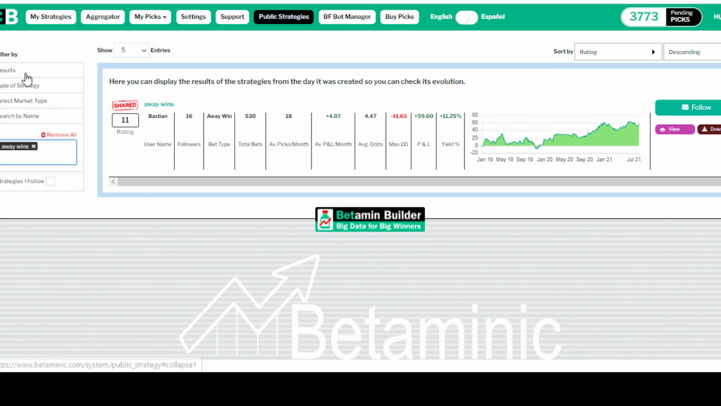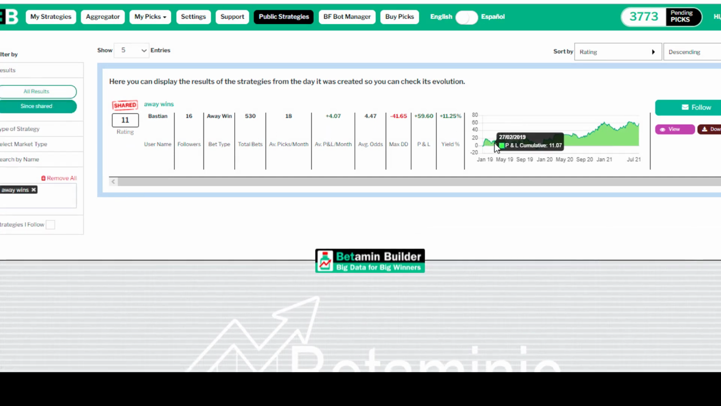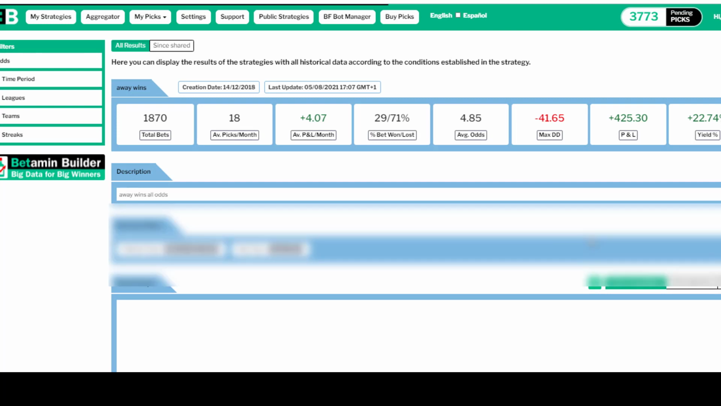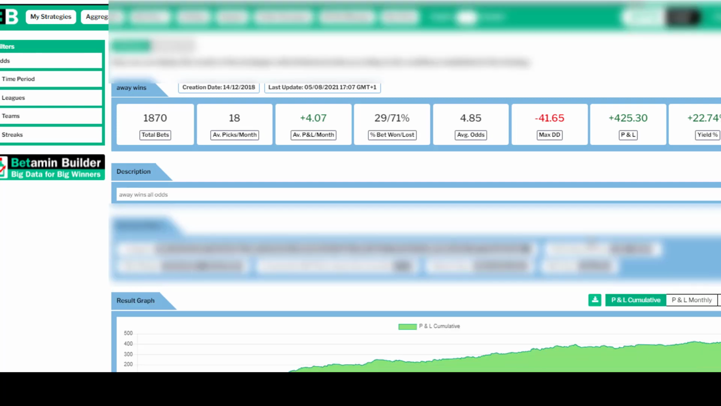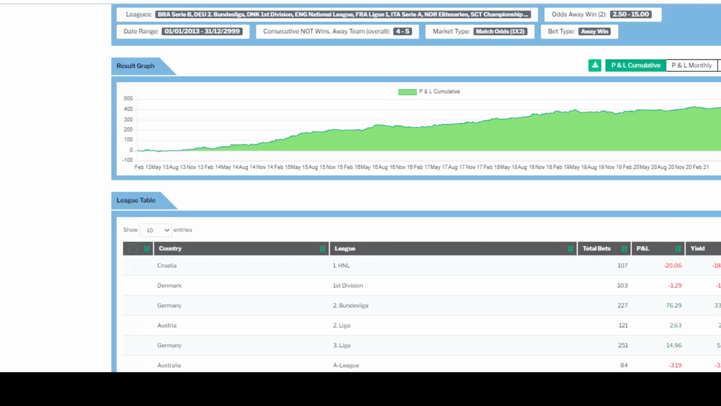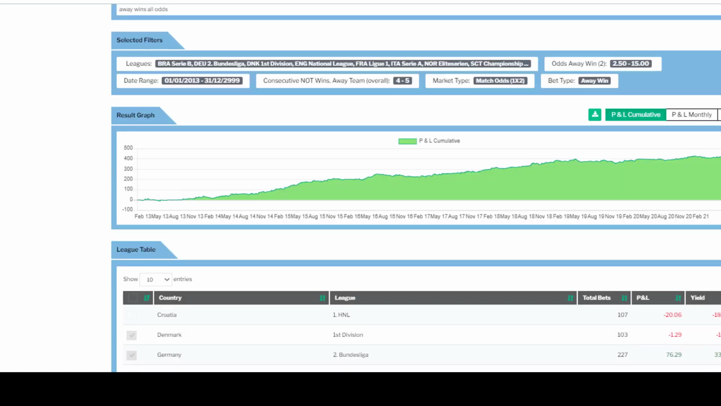So this one, you can see that it's slowly going up despite its big drawdown. It's showing over its since shared period that it is basically going up. It does have some ups and downs, and that's why it's got a large drawdown. But that yield and that profit is very interesting, and yeah, I'm still quite interested in that one. That looks quite good. So I might not get rid of that one.